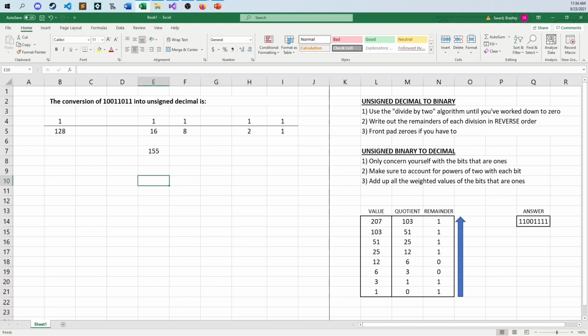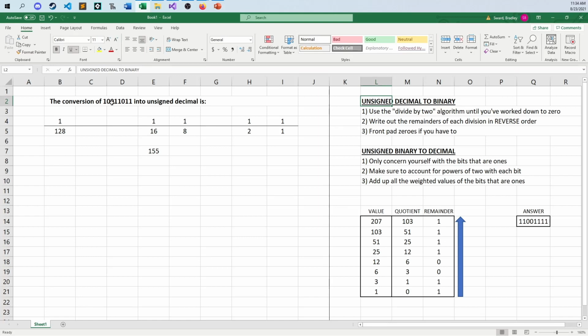Okay, so that covers the first half of everything. This is how you basically do unsigned math from decimal to binary or from binary to decimal. So now we're going to add one extra step to this and say we can deal with signed binary or signed decimal, and we can then represent that value.